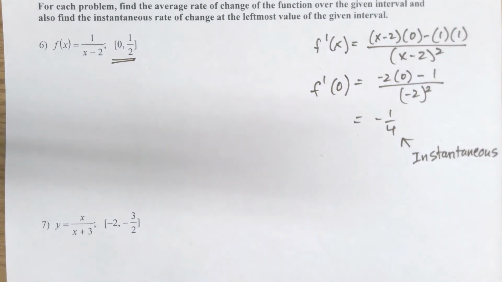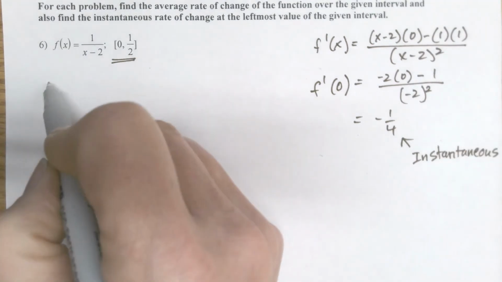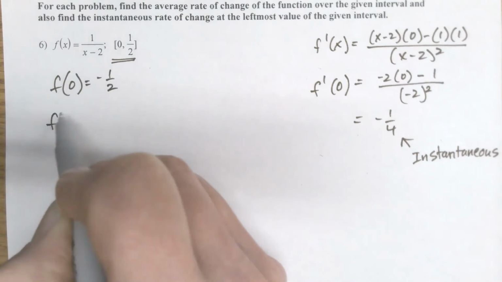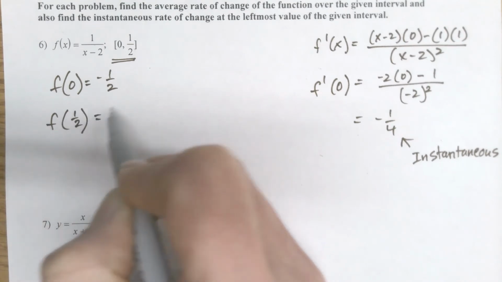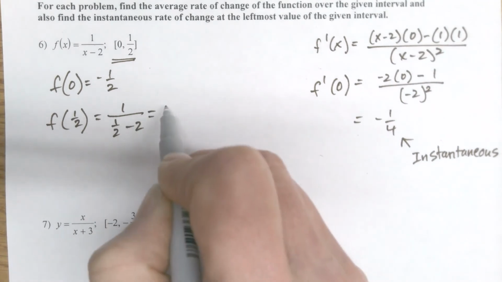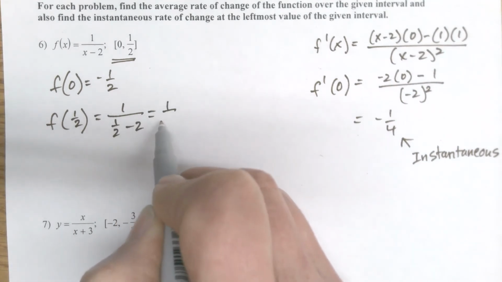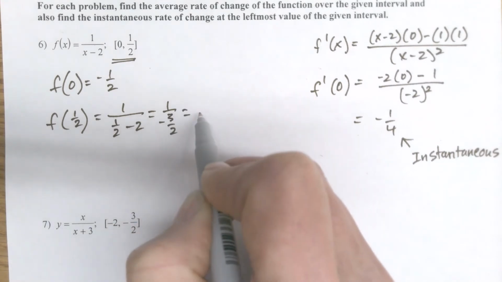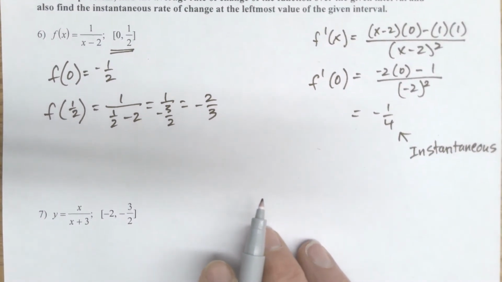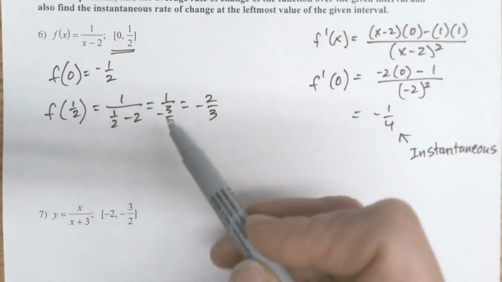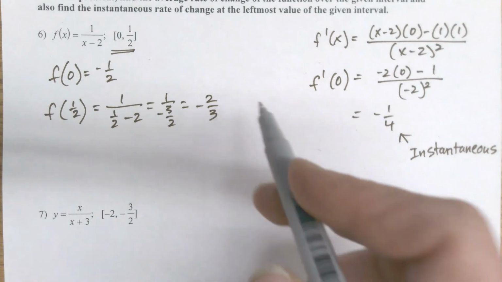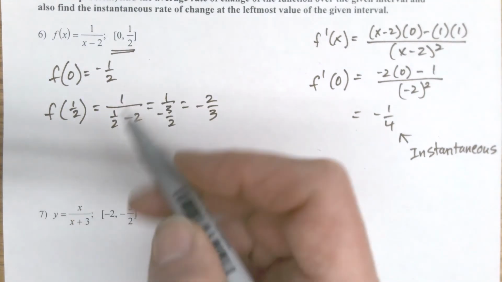Okay, instantaneous. And now I want to go through and find my average. I do f of 0, which is negative 1/2, and f of 1/2, which is 1 over 1/2 minus 2. So 1 over 1/2 minus 2 gives me negative 3/2, or negative 2/3. And just plug it in your calculator. I mean, I'm just doing the math. I'm not teaching you how to work with fractions. If you're not getting the same thing, either email me and I'll talk you through it better, or use your calculator.